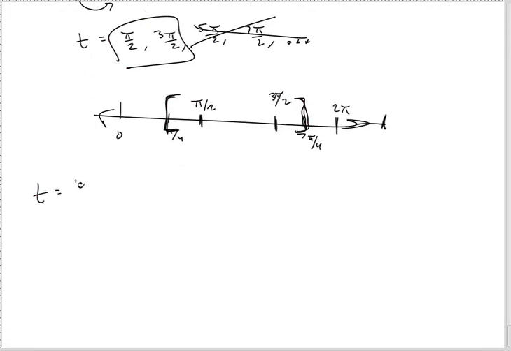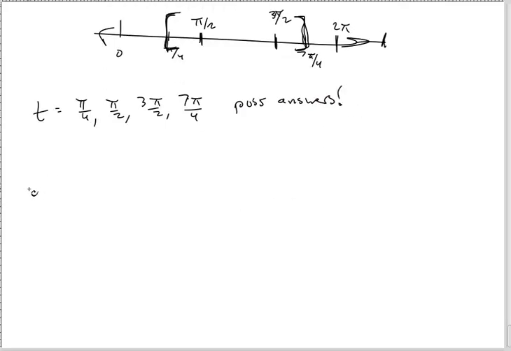Therefore, my list is going to be pi over 4, that's an endpoint. Pi over 2, that's a critical value. 3 pi over 2, another critical value. And then 7 pi over 4, which is another endpoint. These are all possible answers. And what I'm looking for is which ones of those are correct. So, just like every other time, f of pi over 4, f of pi over 2, f of 3 pi over 2, and f of 7 pi over 4.